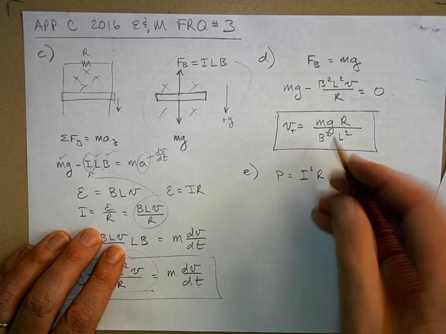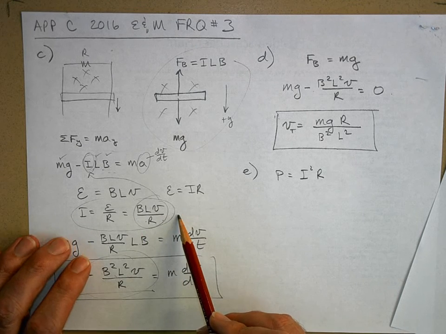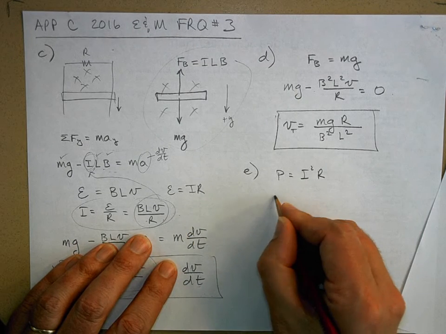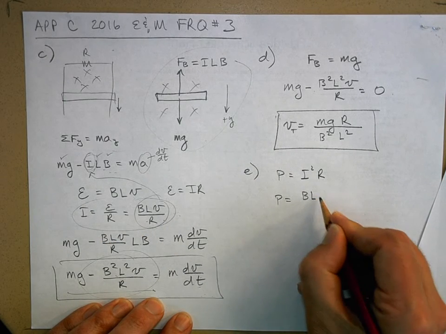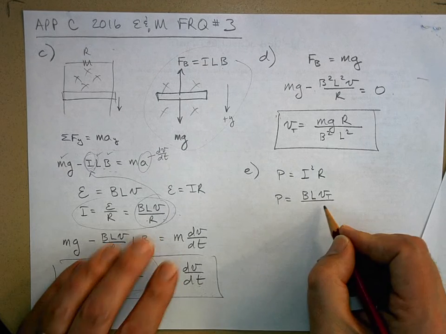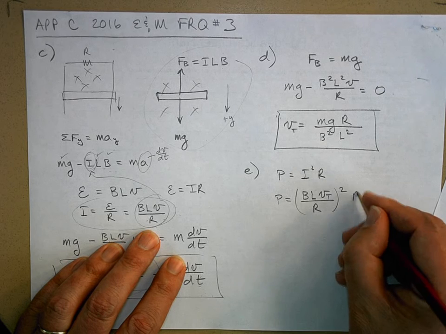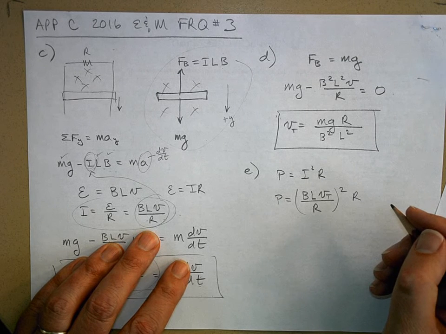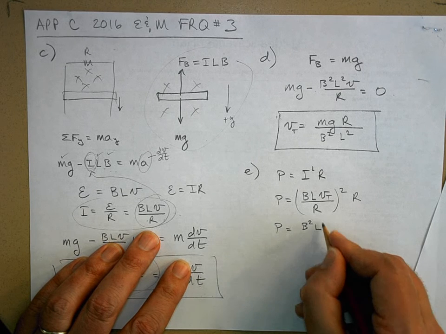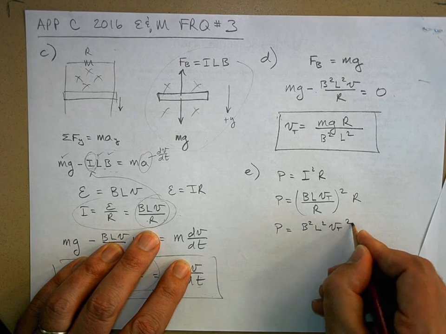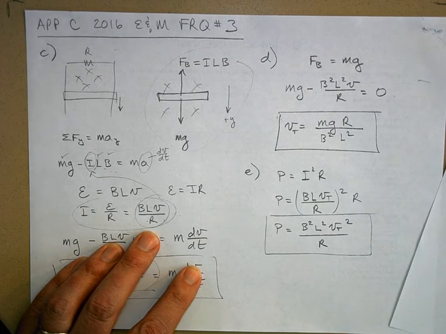So I think we have an expression for I. And it's just going to be B L v over R. But the v is the terminal velocity over R. Well, we have to square all that times R. So I suppose that power equals B squared L squared v sub T squared over R. And that's what I'm getting.